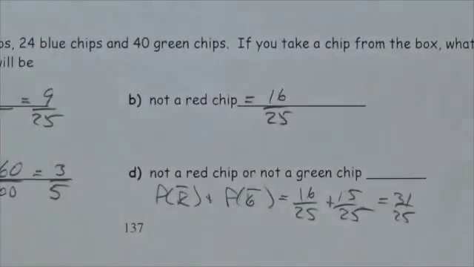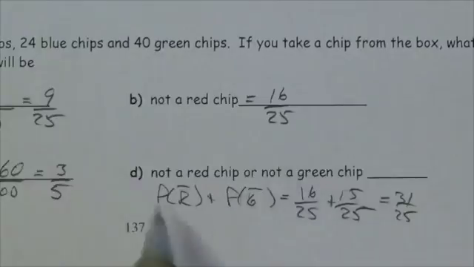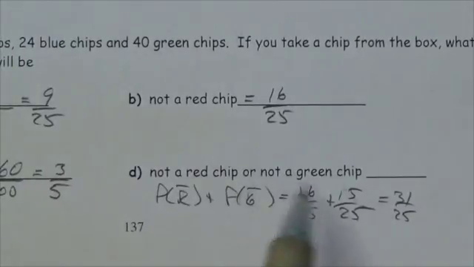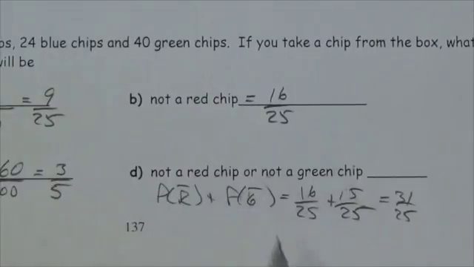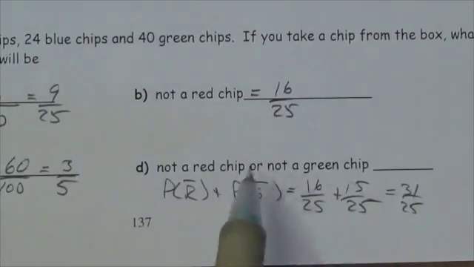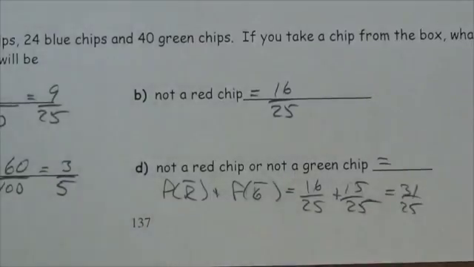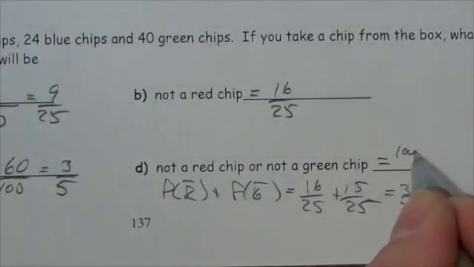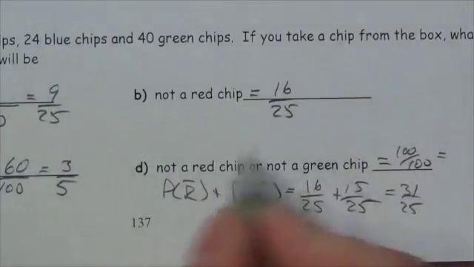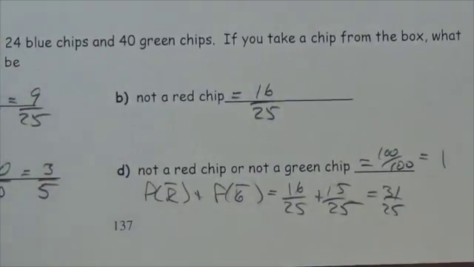Well, the truth is, if the set that you're looking for is not a red chip or not a green chip, what would happen if you pulled a red chip? Would that count? Yeah, because a red chip is not green. If you pulled a yellow chip, would that count? Yeah, because it's not red or green. And if you pulled a green chip, would that count? Yes, because it's not red. Remember, or only requires that you satisfy one of those two conditions, not necessarily both of them. So no matter what you pull out of there, 100 out of those 100 chips will satisfy that scenario. So the probability is just 1 that that would occur.